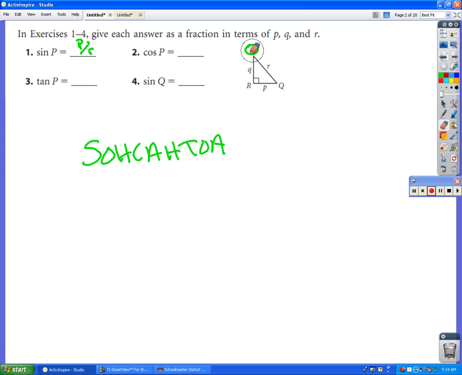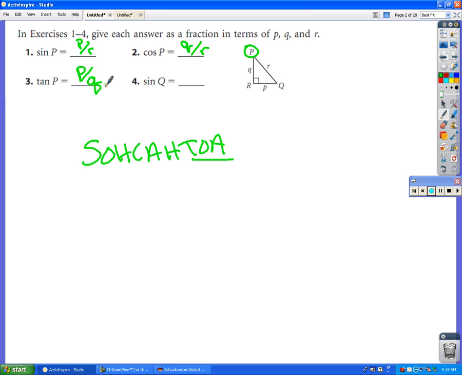Okay. Cosine of P, we're still looking at angle P. Cosine of P is the adjacent side, which is Q, because that's the one that's next to the angle right here, divided by the hypotenuse, which is still R. And then if I want to figure out the tangent of P, that's the opposite side divided by the adjacent side. So the opposite side is p, and the adjacent side is Q.